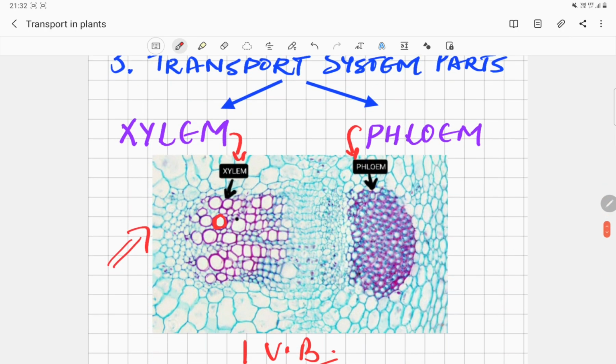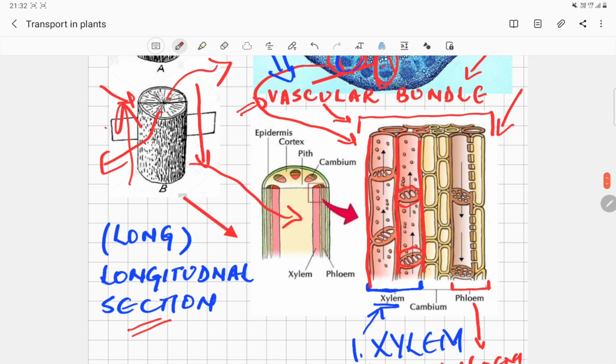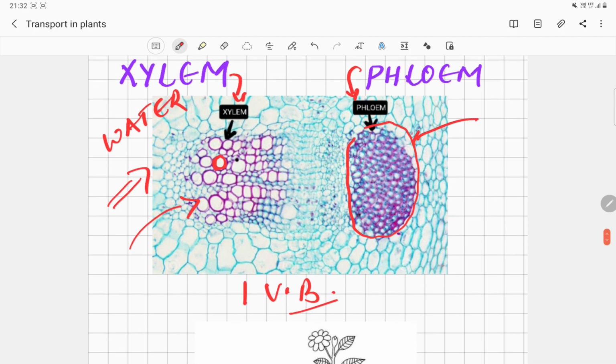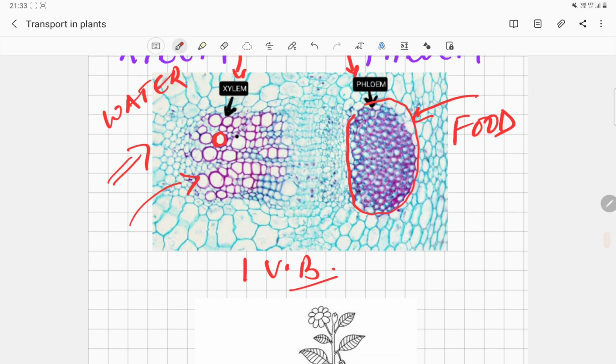Similarly, phloem is also found, which is right here. This region is called phloem, which is made up of a large number of other tube-like structures, and it is right here. The function of xylem is to transport water inside the plant. So these tubes, these pipes carry water from the soil to different parts of the plant. And these particular tubes or structures called the phloem carry food from one part of the plant to the other. Now let us learn something more about xylem and phloem.